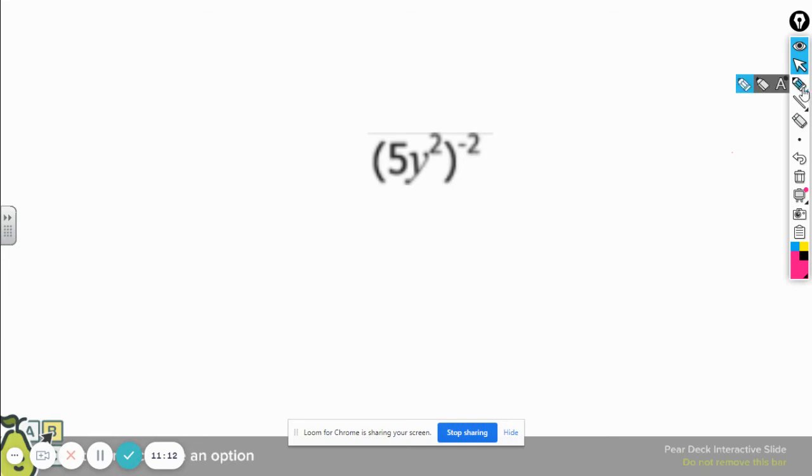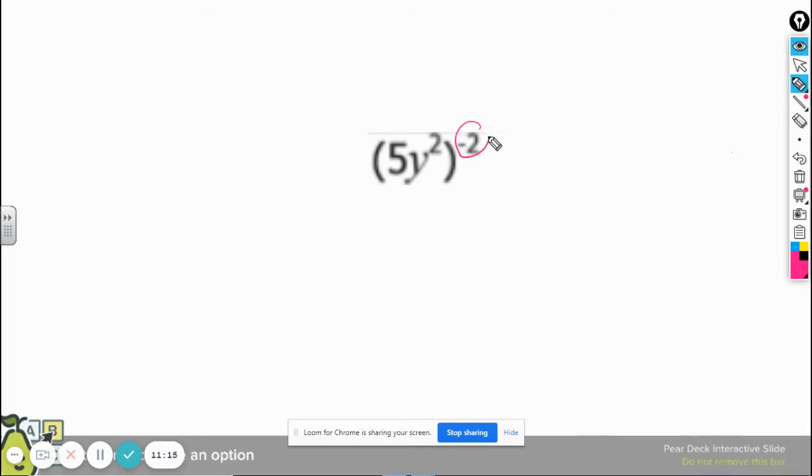Okay, we'll do this example. So this is pretty similar to one of the other problems that we just did. I'm going to apply this negative 2 exponent to everything in here. So 5 to the negative 2, y to the negative 4 is equal to 1 over 5 squared and y to the 4th. Got to get rid of the negativity. That's why I moved it downstairs. Is equal to 1 over 25 y to the 4th. Okay.